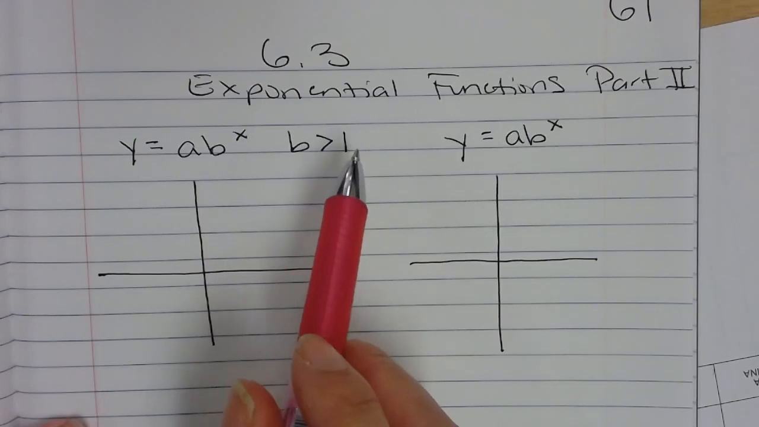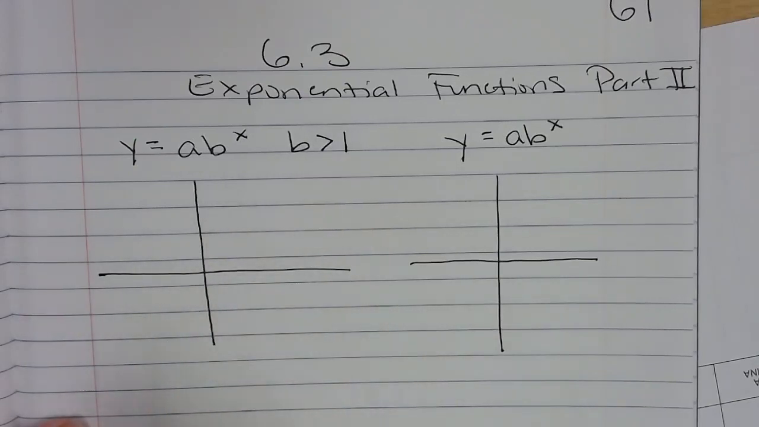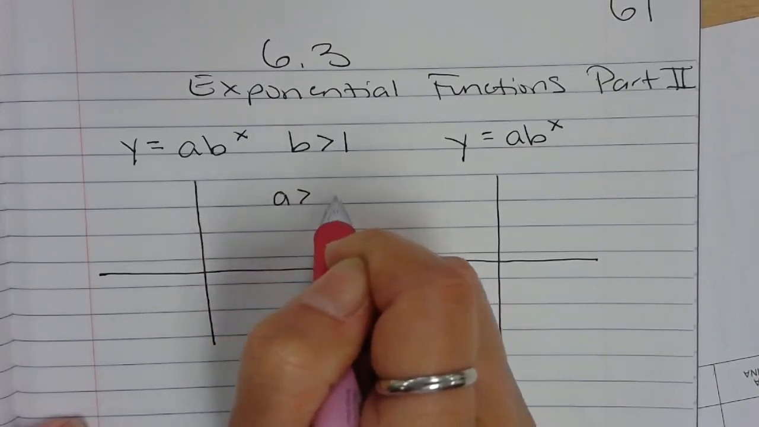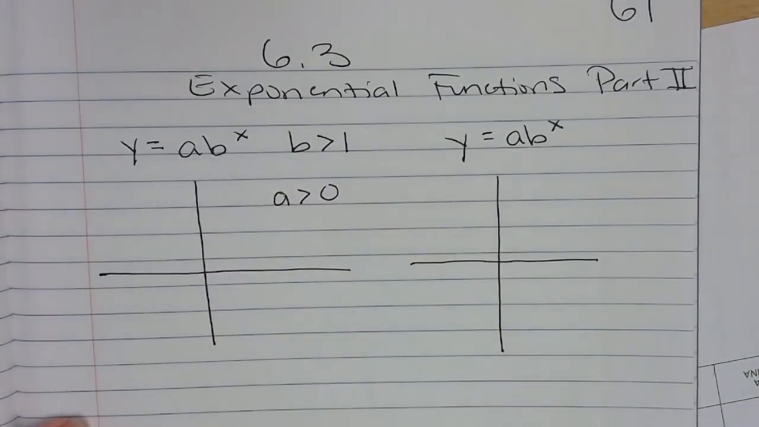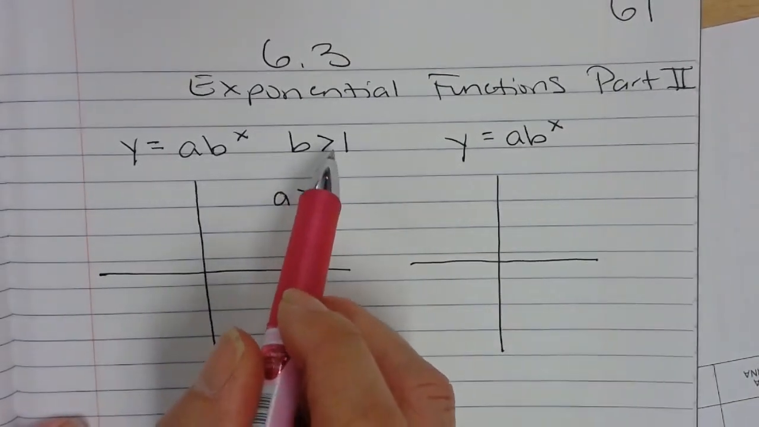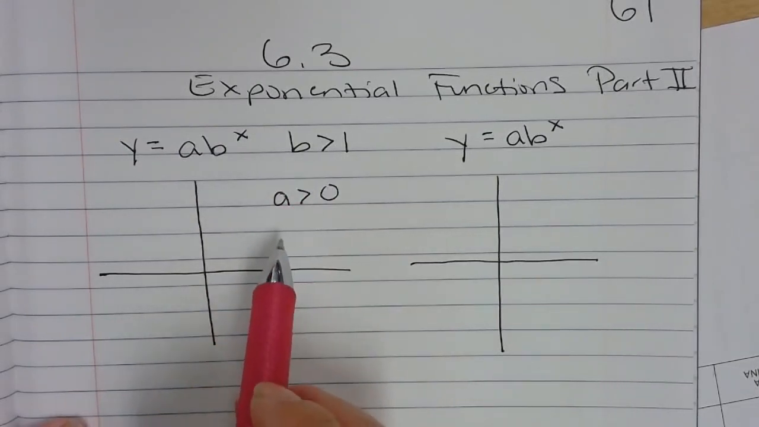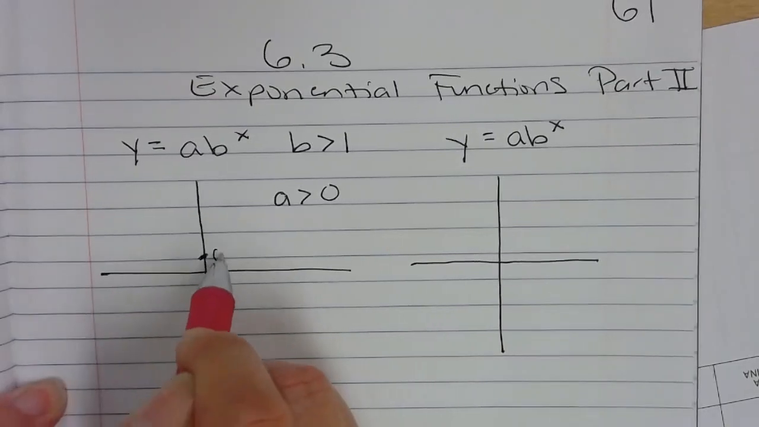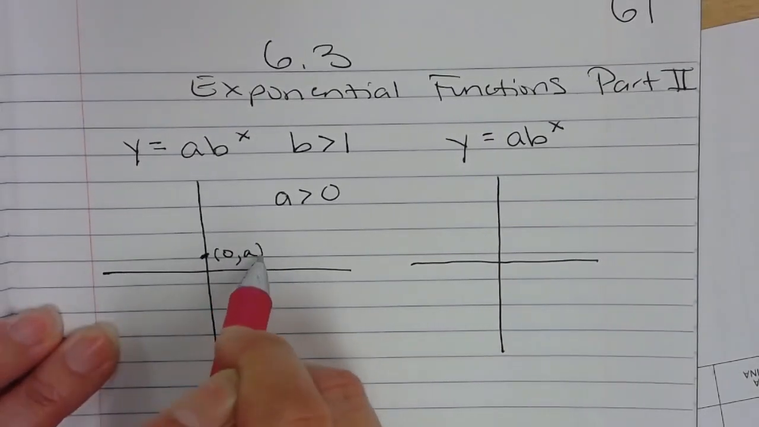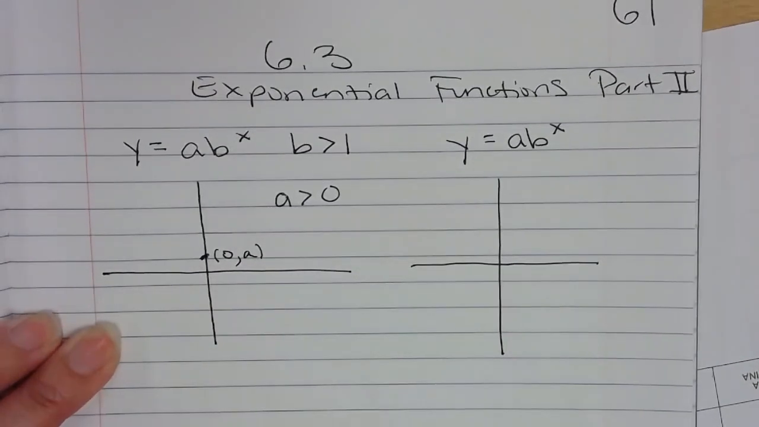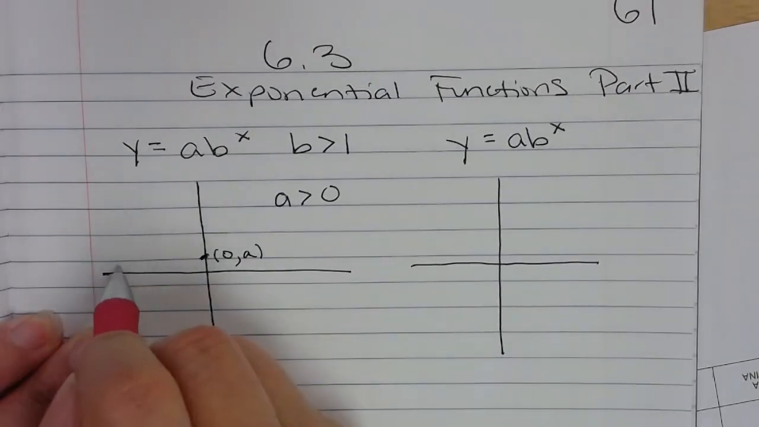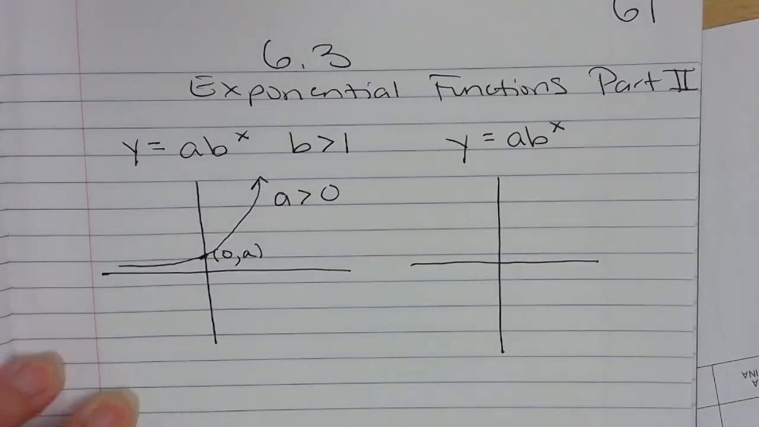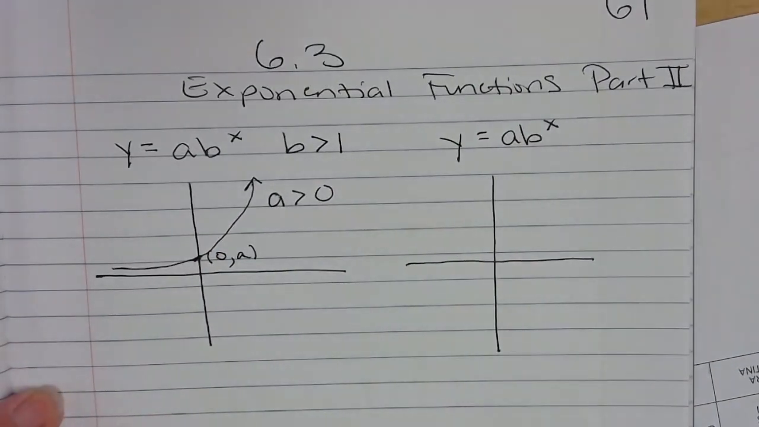So when B is greater than 1. Now let's look at the two options. The first option is if A is greater than 0. So if B is greater than 1 and A is greater than 0, your intercept will always be 0, A, your y-intercept. And then your graph will be moving up to the right.